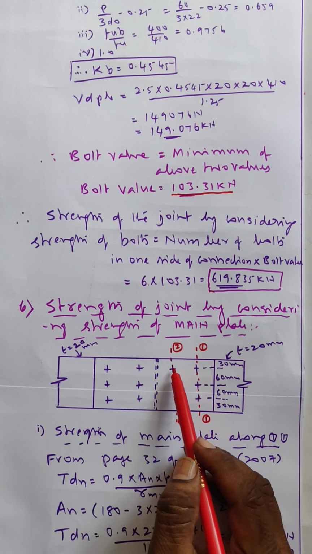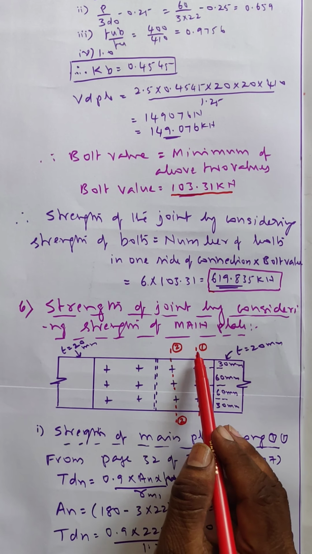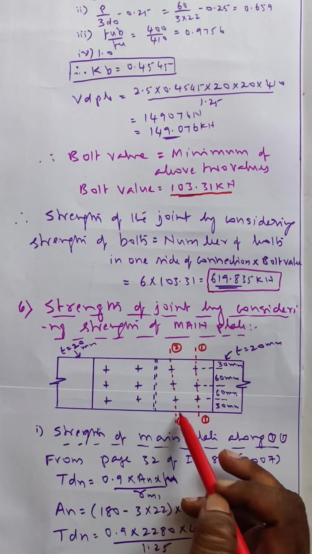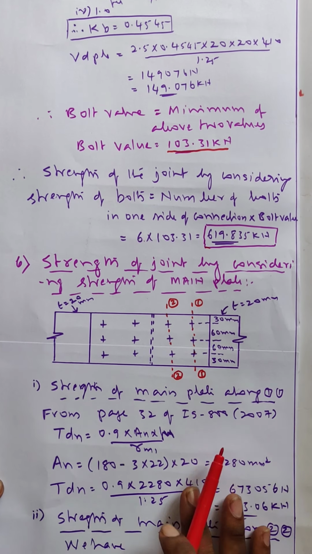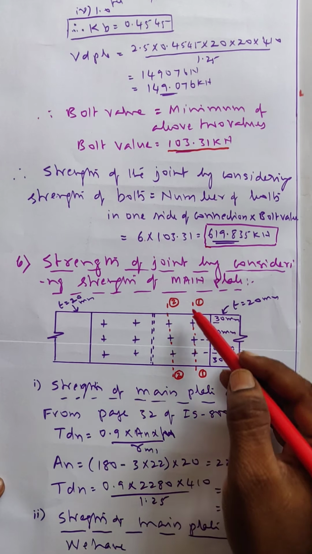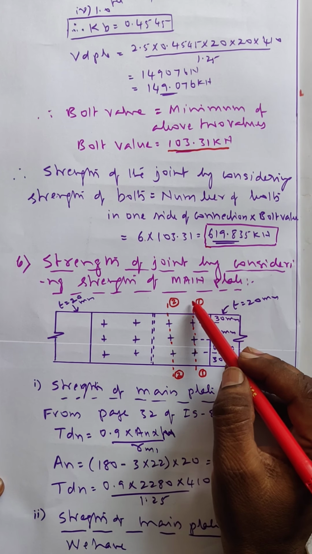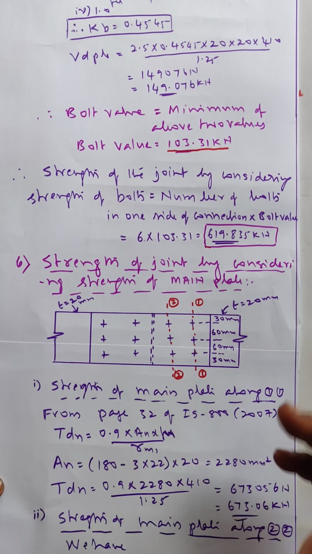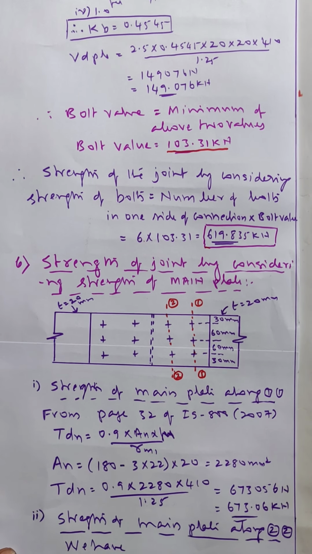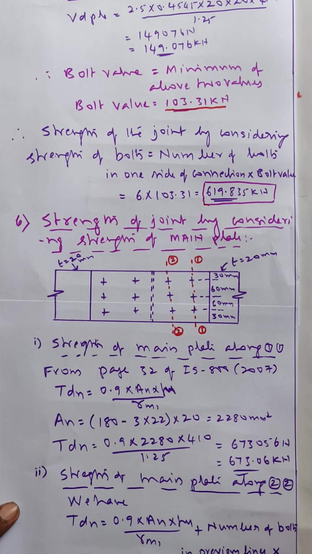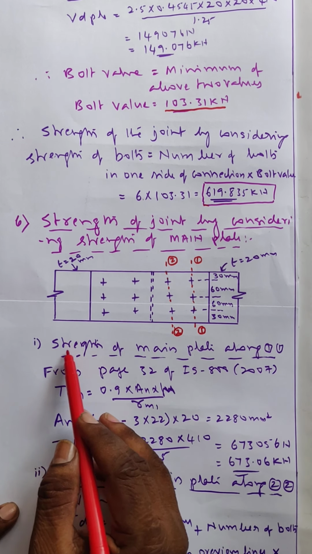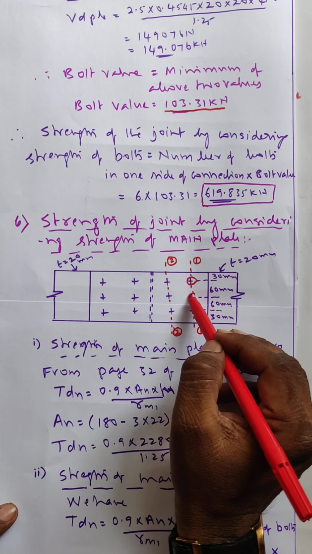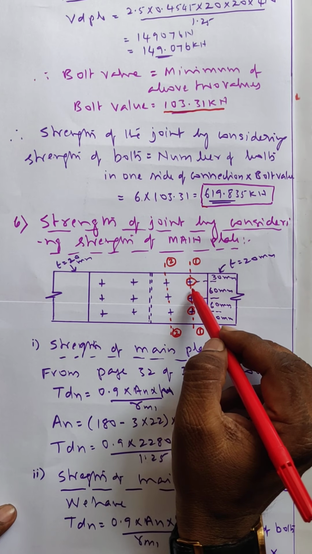See here in the butt joint. Extreme outside line of bolt is critical section for main plate. Therefore, this is section 1-1. This is section 2-2. We have to calculate the strength of the main plate at section 1-1 and section 2-2. Minimum from these values is the strength of the joint by considering strength of the main plate. Now here first we will calculate the strength of the main plate along 1-1. There are 3 bolts. We have to drill 3 bolt holes. Therefore, net area becomes this much less.